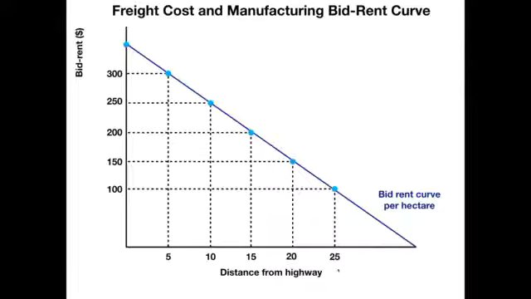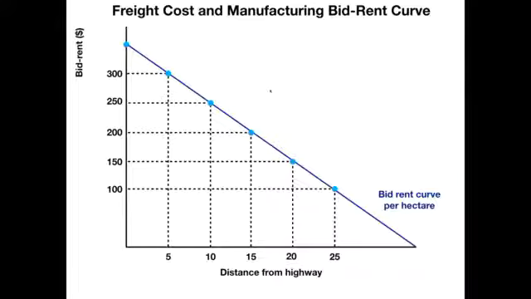Same thing we can say for an airport. If you're shipping things via air, the further you are from the airport, the greater your transportation costs, therefore the lower the rent that you're willing to pay. So make sure you realize that there's going to be a downward sloping bid rent curve when we're talking about distance from a highway, a shipping port, or an airport, due to the fact that the further away you get from that transportation hub, the greater your transportation costs.